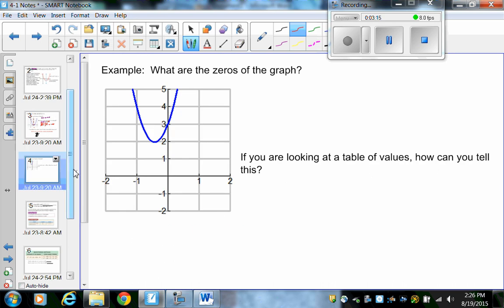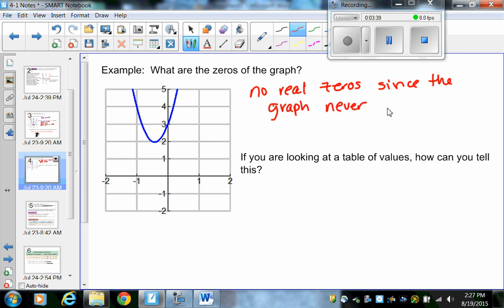Our next example says, what are the zeros of the graph? So in this graph, it never crosses the x-axis. So we would say that there are no real zeros, since the graph never crosses the x-axis. If you're looking at the table of values, how can you tell this? Well, the y value will never be 0.